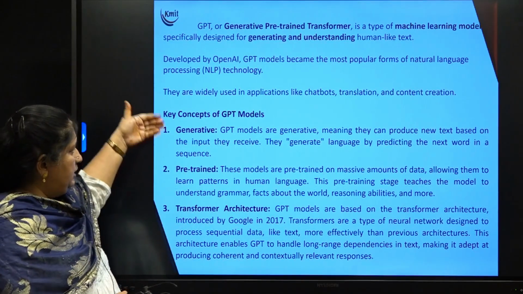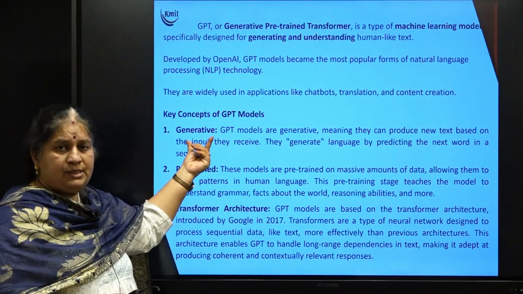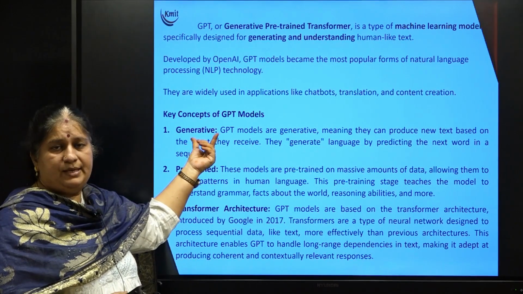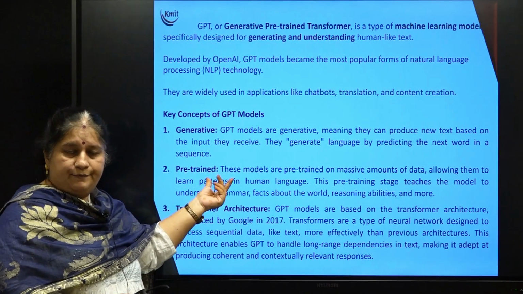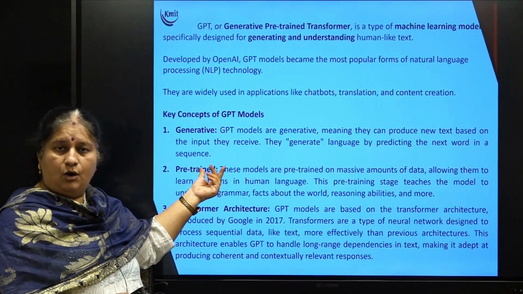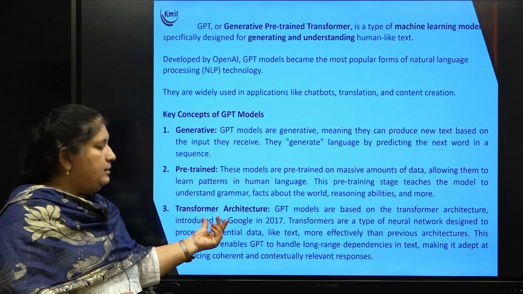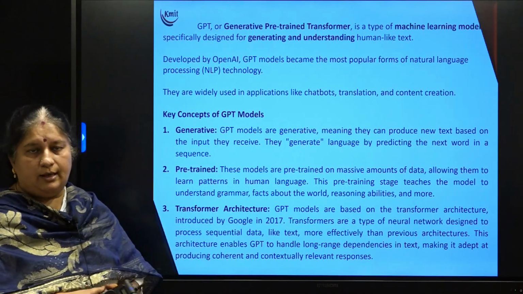So the GPT models, to summarize, have the generative capacity wherein they are generating new content. They have huge amounts of data on which they are pre-trained, and they are working with transformer architecture.